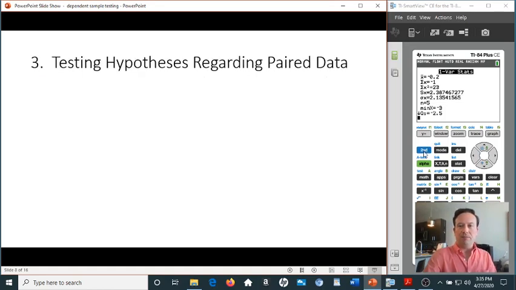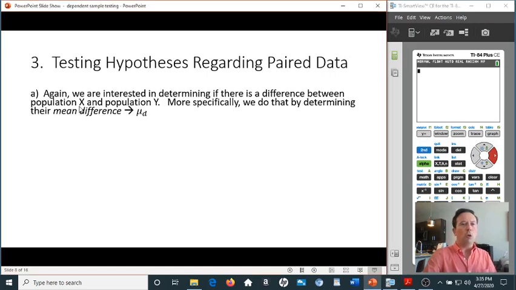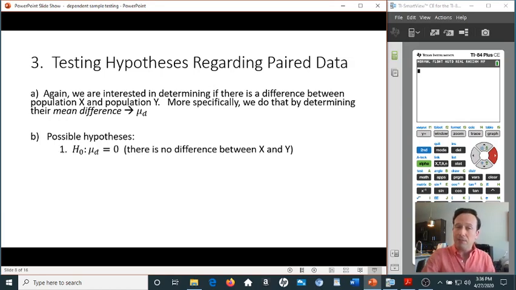Okay, next thing. What are the hypotheses that we would use for an actual test of paired data? So, again, we're interested in determining if there's a difference between the population X and the population Y. So we're really interested in that mean difference, that average difference between the two. So more specifically, we do that by determining their mean difference. So the mean difference for the population is called mu sub D. So we know that mu stands for the mean, D stands for difference. And the possible hypotheses are, and there's 3 sets.